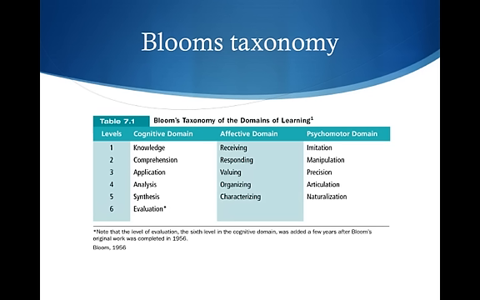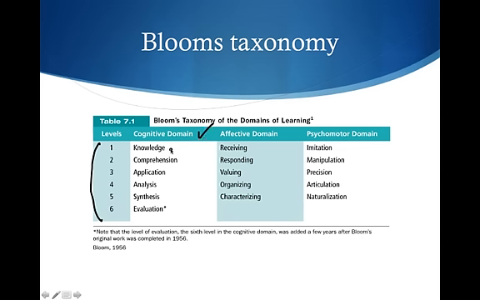This here is Bloom's taxonomy. This is table 7.1 in your book. So there are 6 levels of Bloom's taxonomy right here. And the first one is cognitive domain, and the cognitive domain would be like knowledge base.